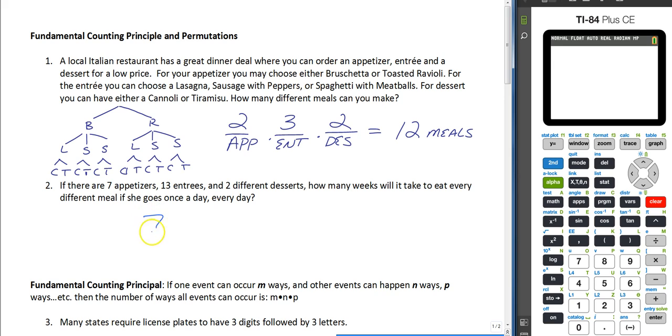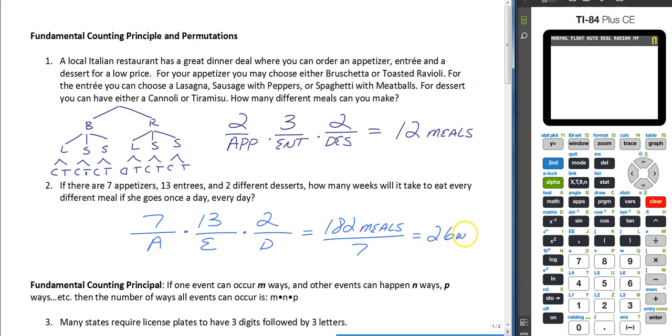So for this one, you had 7 appetizer choices times 13 different entree choices times 2 different dessert options. You should have come up with 182 different meals. So if there are 7 days in a week, then you would have to go eat for 26 weeks at this same place. Now, if it's really good food, then hey, that would be awesome. It would cost you a lot of money, but it sounds like a good idea to me. But I think I'd get tired of the same restaurant, so I don't think I'd be doing it.